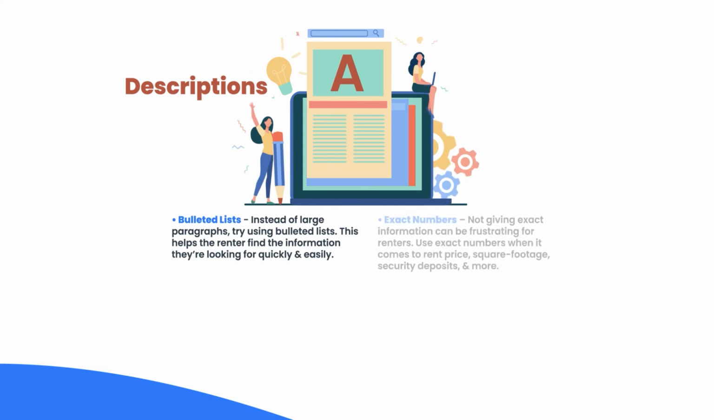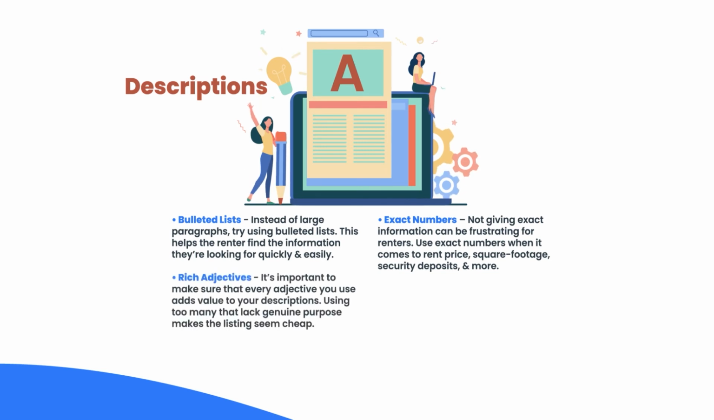Next on our list is exact numbers. Being wishy-washy about information can be frustrating for renters and instills a sense of distrust right from the start. Use exact numbers when it comes to rent price, square footage, security deposits, and more. Another tip is to use rich adjectives. It's important to make sure that every adjective you use adds value to your descriptions. Using too many adjectives that lack genuine purpose make a listing seem cheap and unprofessional.